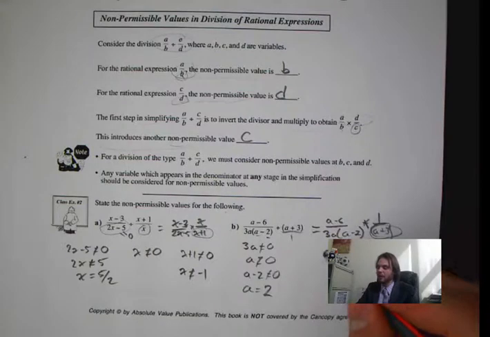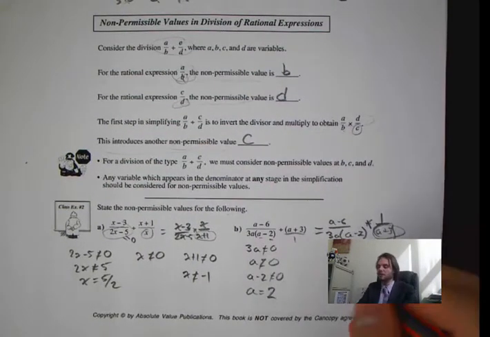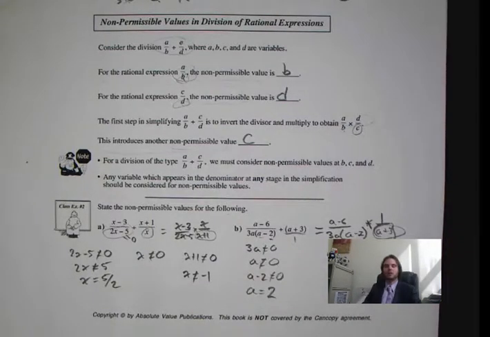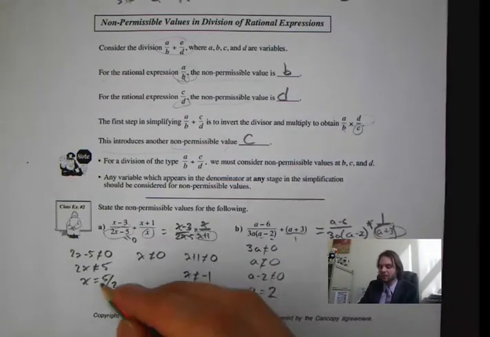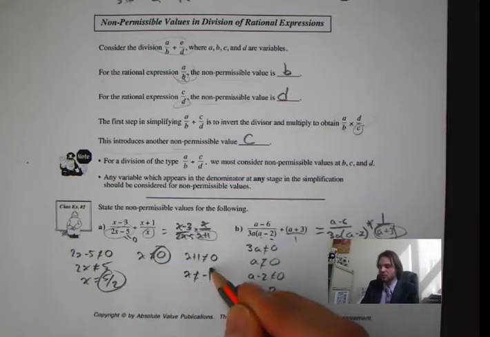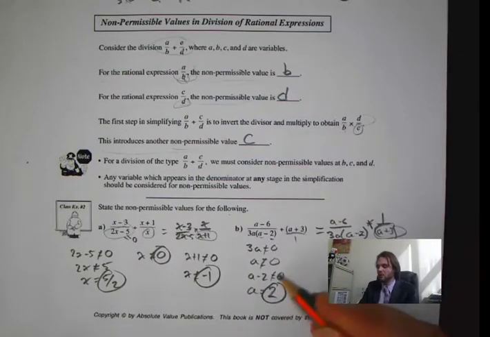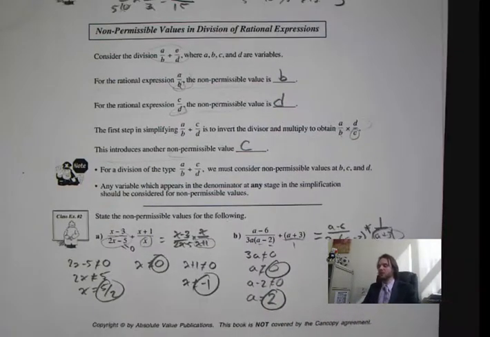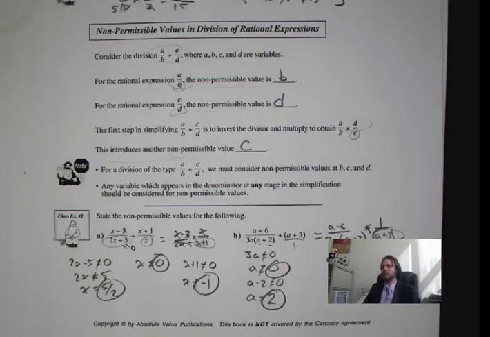So we also know that a plus 3 cannot equal 0. Continue that, a cannot equal negative 3. There we go. So those are our new non-permissible values. So I have 1, 2, 3. And here we have 1, 2, 3 as well. Those are my 3 non-permissible values.